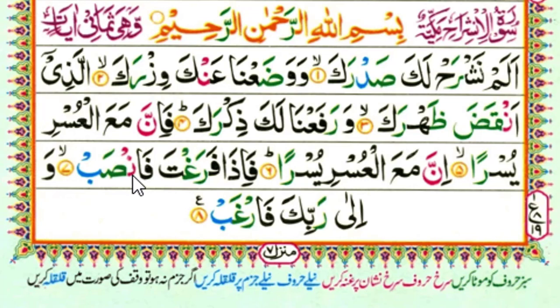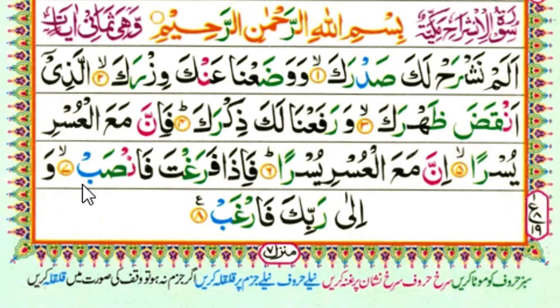Fasab. On the noon we make ikhfa. After the noon sakin, the next letter is sad. That's why we make ikhfa sound here. We hide the sound of noon into our nose, as we say fasab. The sad we read in heavy sound.